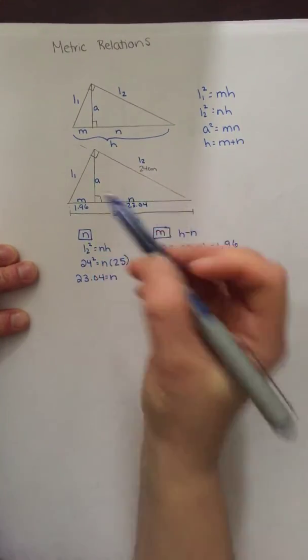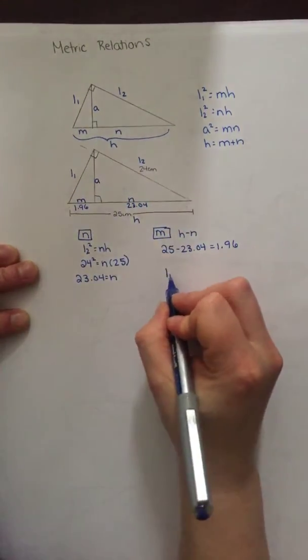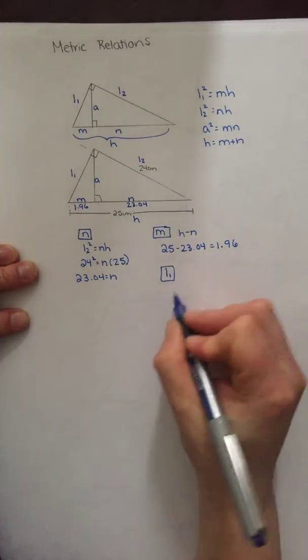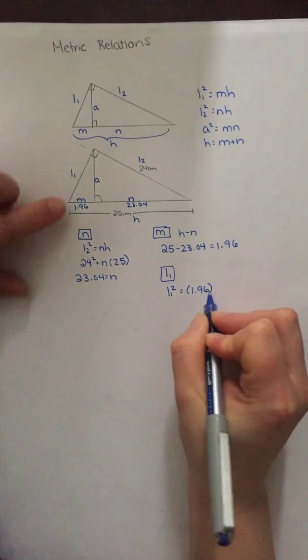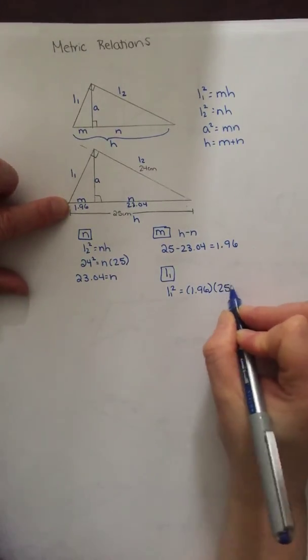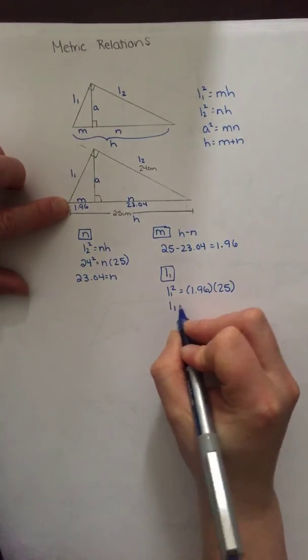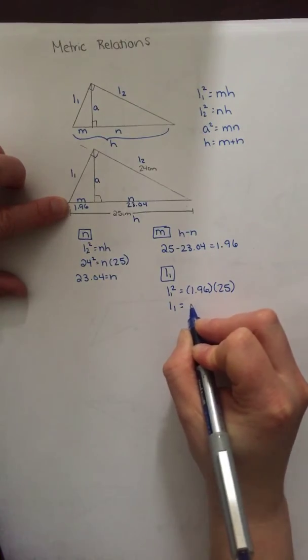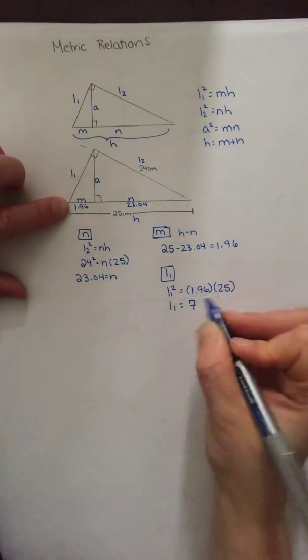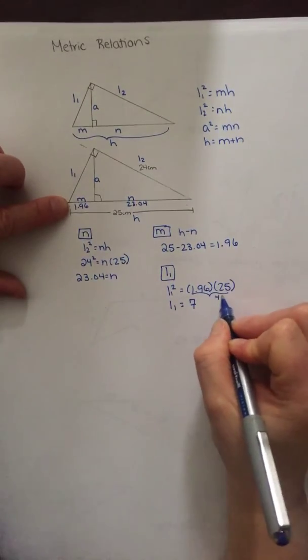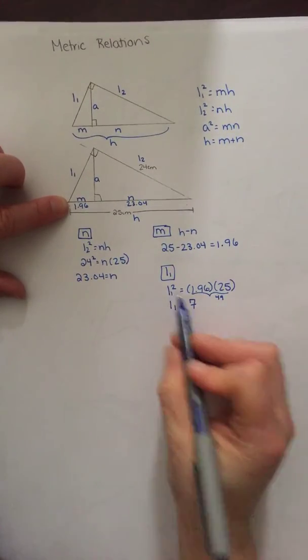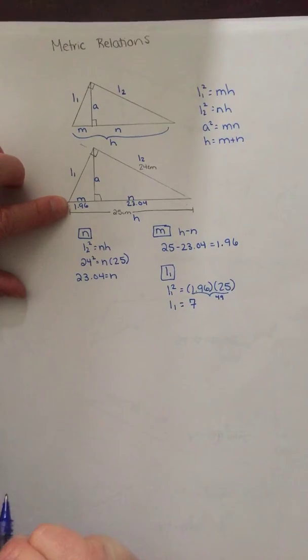And then I have my L1, which I can solve for. So it's L1 squared is equal to M times H. So L1 ends up equaling 7. So when you multiply these two, you get 49. And then we have to square root both sides to get our 7.